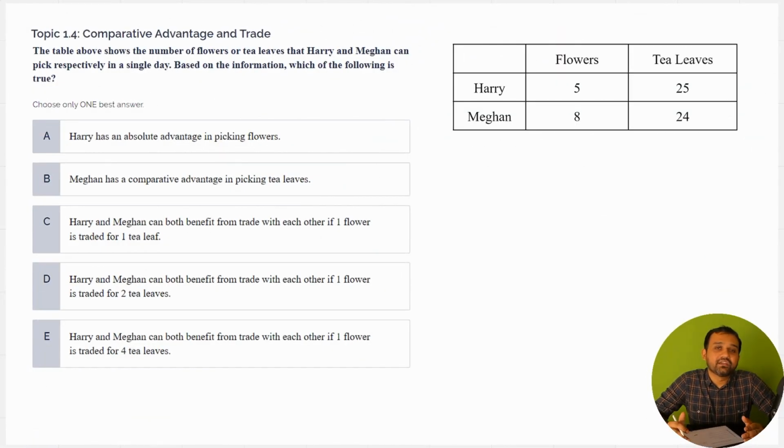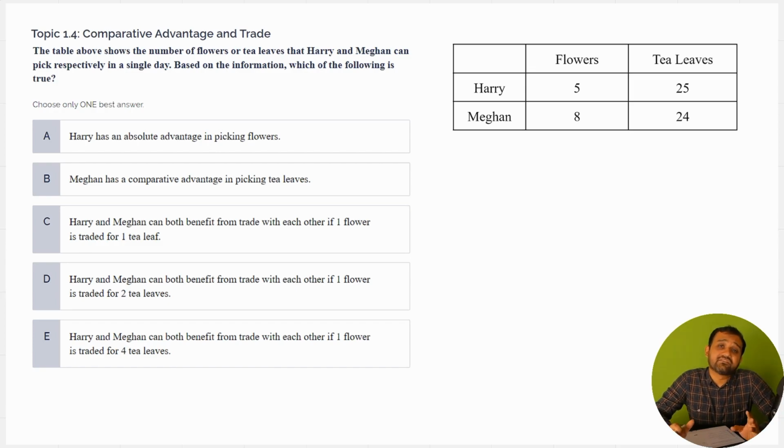In this question, we are given the production possibilities of Harry and Meghan. They can produce flowers or tea leaves. We are given options on their comparative advantage, absolute advantage, and terms of trade. So let's get started. The first one is absolute advantage.